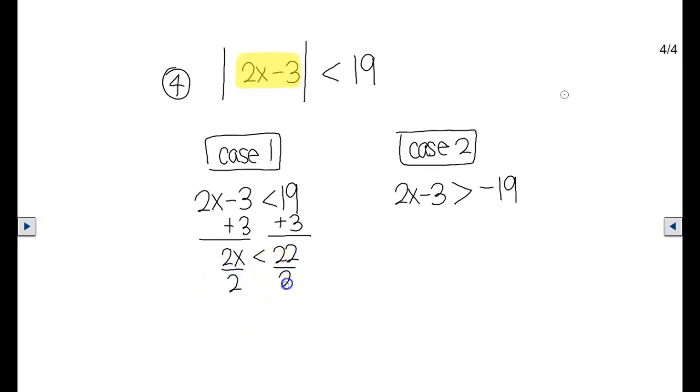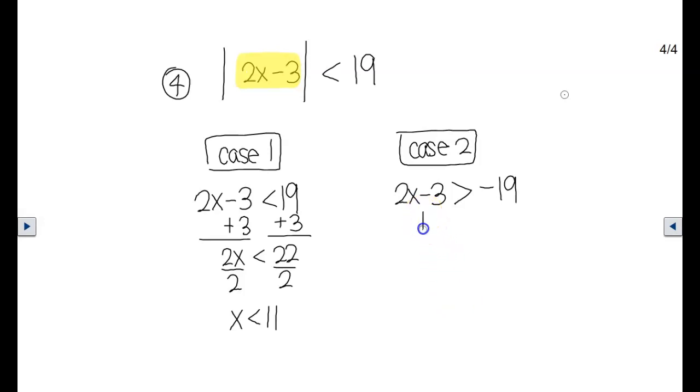Then we divide both sides by 2. Now remember, because these are inequalities, if you divide by a negative, you will still have to use that rule of flipping the inequality sign. I don't have to do that here because I'm dividing by a positive, but I want to remind you about that. So for the first part of this problem, I find out that x can be less than 11. So if the absolute value of 2x minus 3 is less than 19, then x can be less than 11.